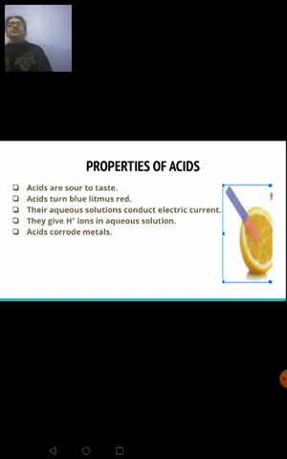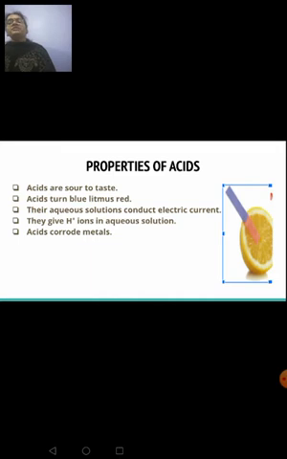And their aqueous solutions conduct electric current. I have taught you about aqueous solutions also. Anything that gets mixed well with water forms an aqueous solution. Then they give hydrogen ions in aqueous solution. This you should remember. Acids tend to give hydrogen ions in aqueous solution, and they have the ability to corrode metals, right? So these are the basic properties of acids.